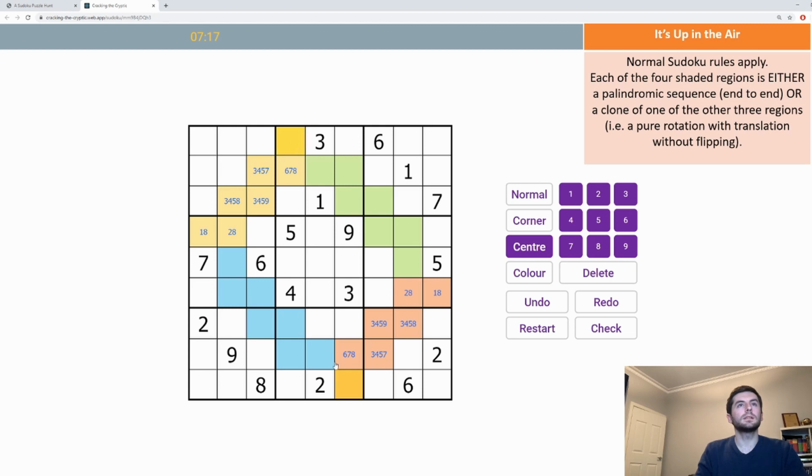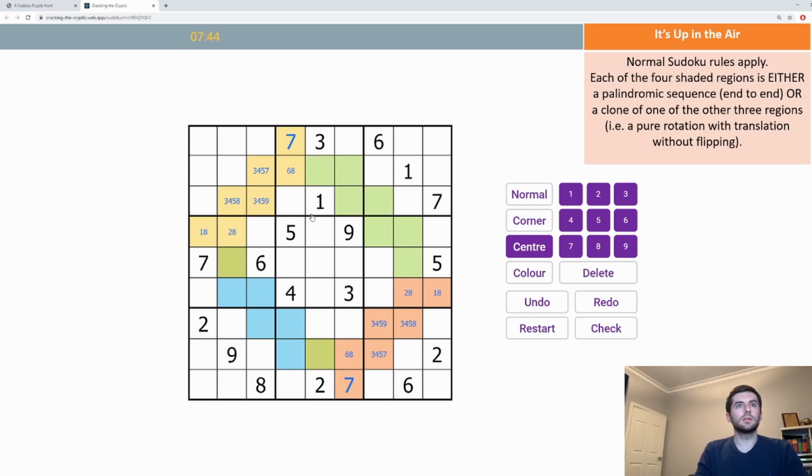Right, and our last one here. So we can't have a 1, a 2, 3, 4 or 5. Can't have a 6, can't have an 8, and can't have a 9. So in fact we get to place our first digit, which is a 7. And as such we can remove the 7s from those options.